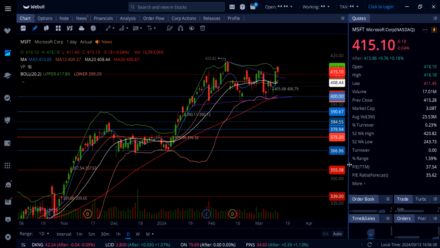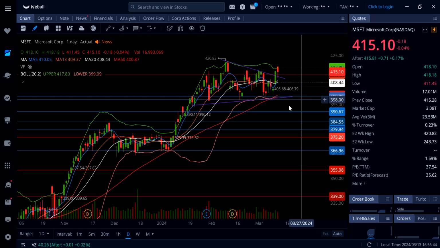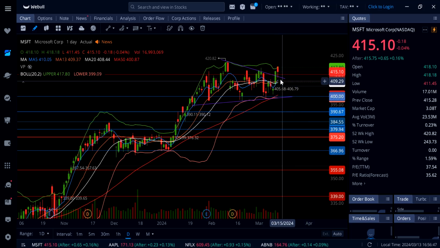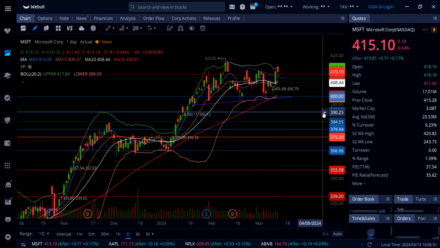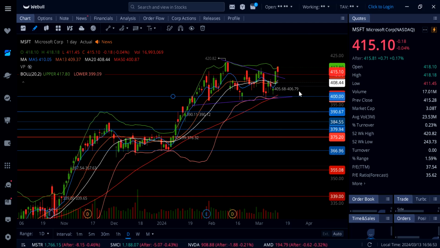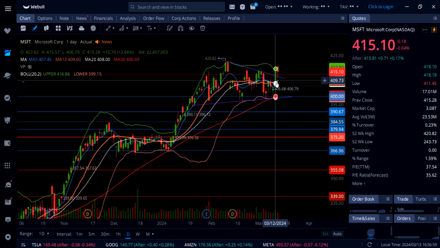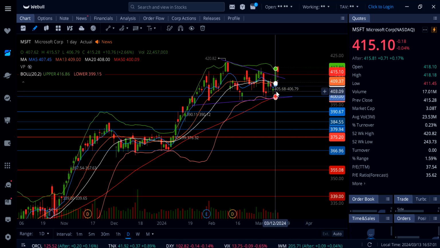Now here on Microsoft, so far the breakout is holding. You can see it actually came down to 411.45, but into closing it was holding above 413 and also holding 415. So your line in the sand right here on Microsoft on a pullback is 415, 413, 410, and then 408.44, the 20-day moving average, and then this gap, 405.68.